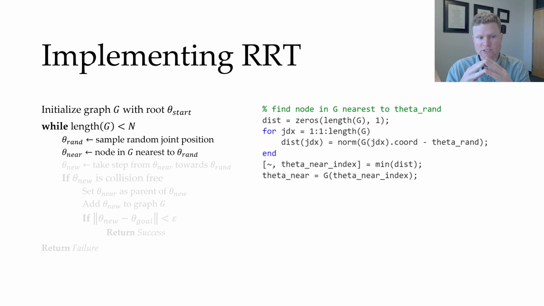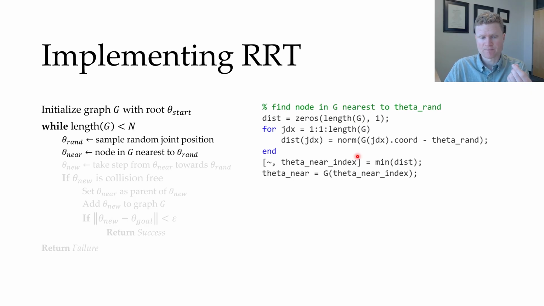The next thing I want to do is look for theta near. This is the node in my graph that is closest to theta rand. And this is going to be a search where I go through all the nodes that are currently in my graph, figure out the distance between each of those nodes and theta rand, and then choose the closest one. And here I am implementing that search in MATLAB.